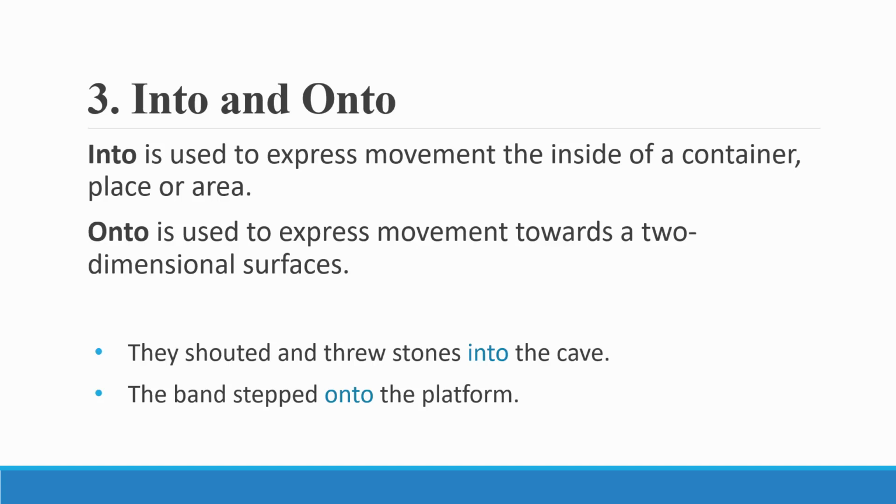For example, they shouted and threw stones into the cave. The cave here is where the stones are going inside of. The band stepped onto the platform. The surface that the band is stepping on is the platform.